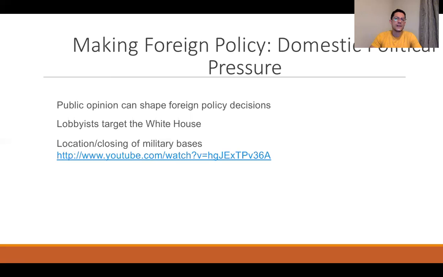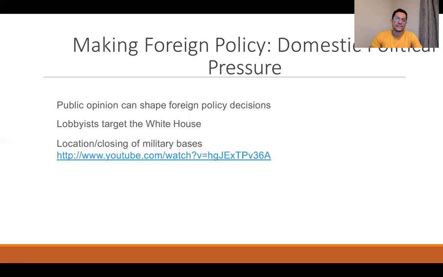Lobbyists can also target the White House. There are lobbying organizations that do advocate on behalf of better or sometimes worse relations with certain countries. And they can sway the government officials, not only in the White House, but in Congress as well.